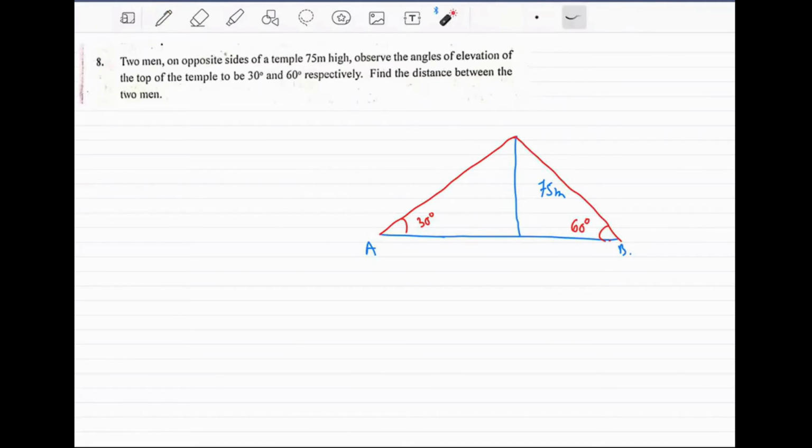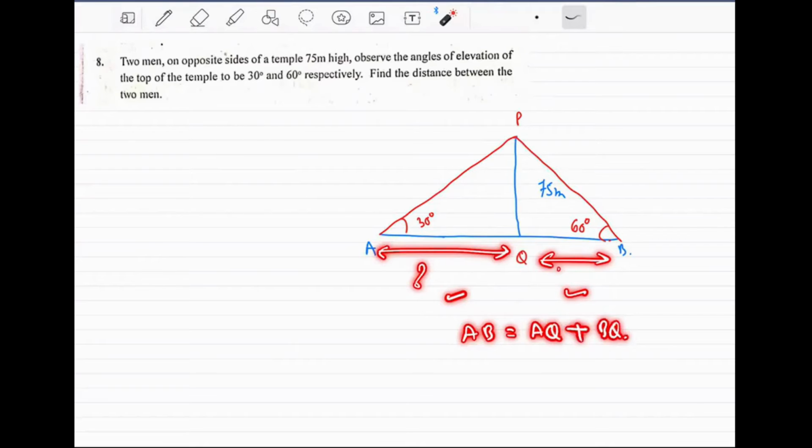So question 1 is to find the distance between the two men. One person is here, one person is here. The question wants us to find how much is this AB. Okay, like previously, let's say the temple is PQ. You have got two triangles right here. So you can easily find out how much is AQ, how much is BQ. If I add the AQ and BQ part, you are going to get AB, right? Because AB is AQ plus BQ.